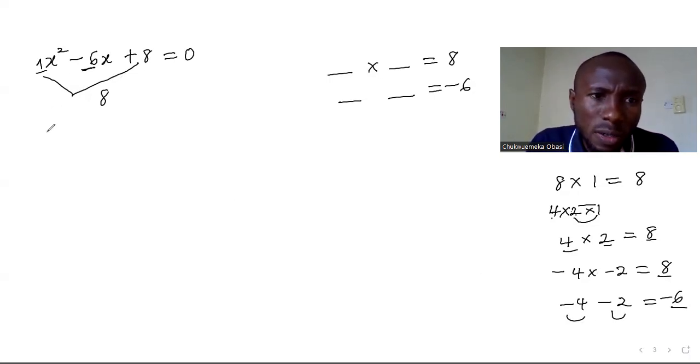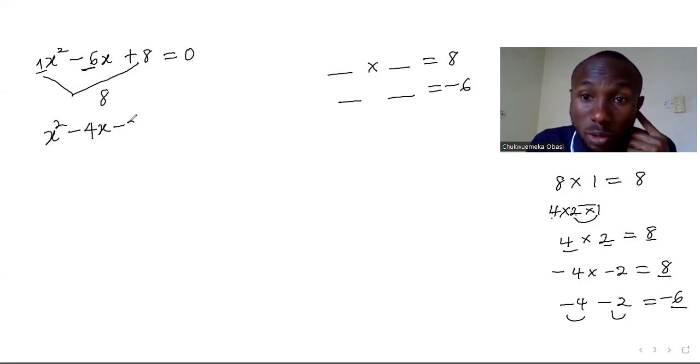So I'll replace minus 6x as minus 4x minus 2x, right? Yes. And then I have plus 8 equal to 0. The next thing is to group them, right? Hope you're taking notes down.